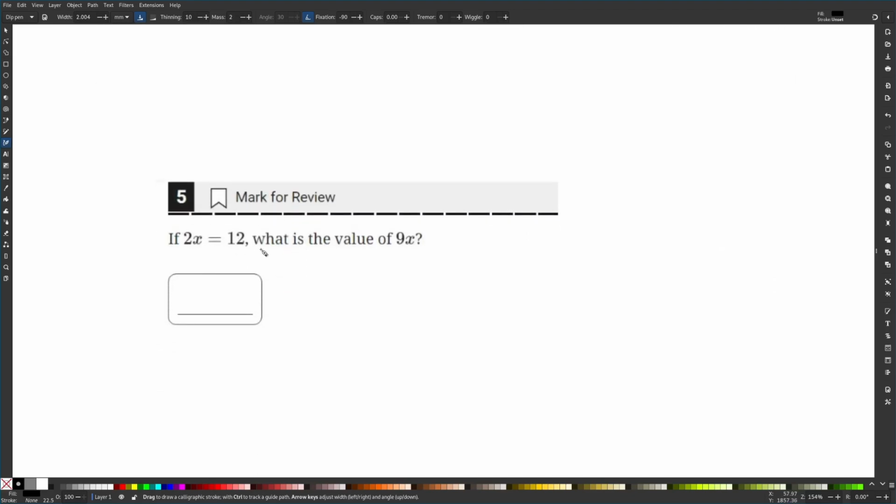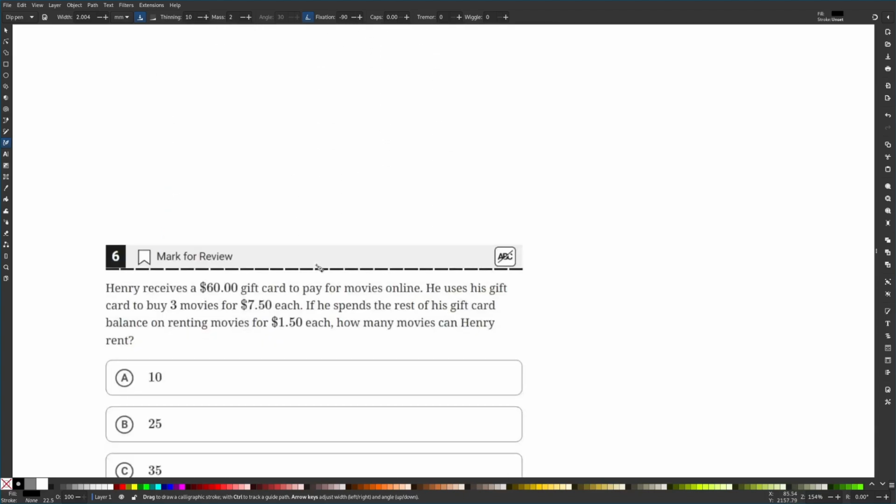If 2x is equal to 12, what is the value of 9x? If we want to find 9x, we have to find x first. So 2x is equal to 12. Divide both sides by 2, and you get x is equal to 6. Now we can do 9 times x, so 9 times 6, which is 54. That's our final answer. Next one.